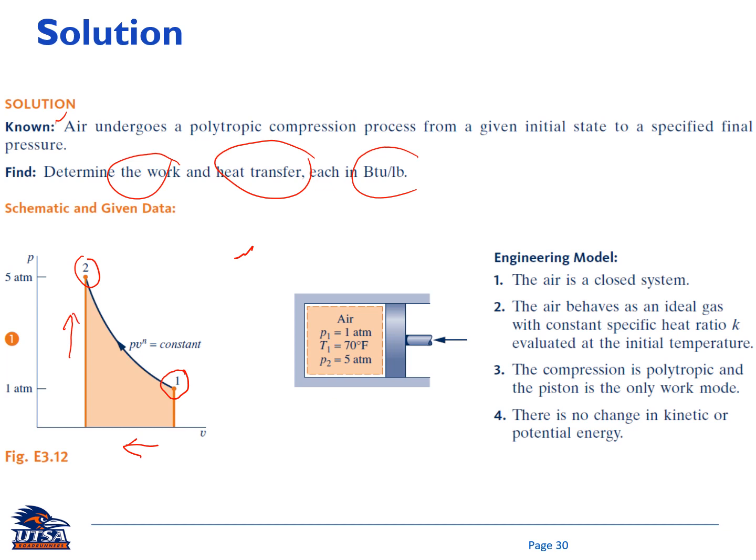This is the schematic of the system. It is within a piston cylinder assembly, and the system is only air with a given P1, T1, and P2. These are the engineering model assumptions. Number 1, it is a closed system. Number 2, the air behaves as an ideal gas with a constant specific heat ratio evaluated at T1. Number 3, the compression is polytropic and the piston is the only work mode. Number 4, there is no change in kinetic energy and potential energy, so delta KE equals delta PE equals 0.